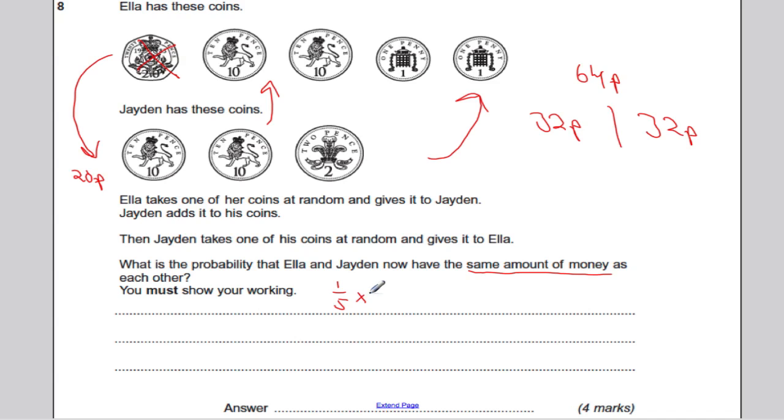And that means we're going to multiply that by, well, what's the probability that Jaden gives a 10p back? Jaden has two 10p's, and Jaden also has 4 coins because Jaden now has the 20p. So it's going to be 2 out of, or not 2 out of 20, 2 out of 4. So we're going to multiply these probabilities together. 1 out of 5 times 2 out of 4 is 2 out of 20, which is 1 out of 10. There's your 4 marks.